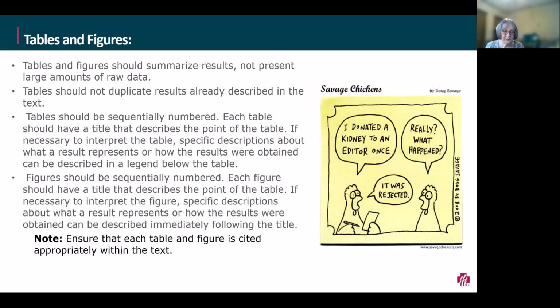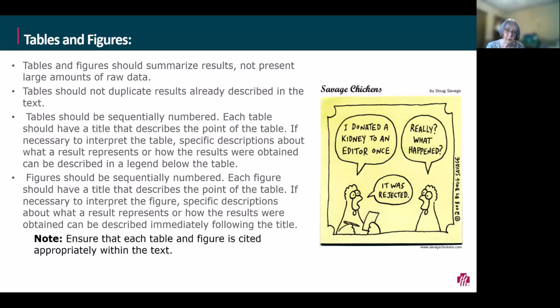And I'm just going to briefly go through this, tables and figures. Most of your articles are going to have some tables and figures, and they should summarize the results, but not present large amounts of raw data. That shouldn't be in your paper. If you need to do that, you can put that as some supplementary tables or figures. Your tables shouldn't duplicate results that are already in your text.